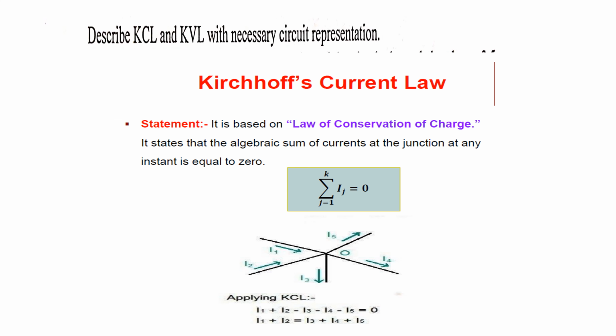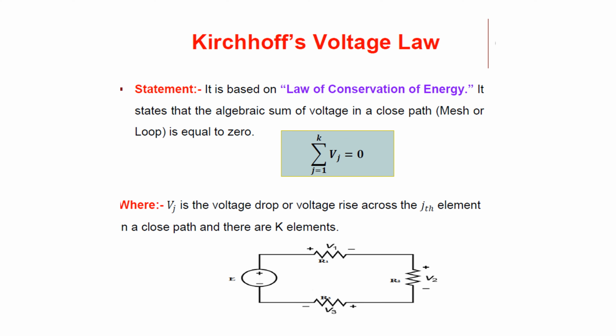Moving to the next question: describe KCL and KVL with necessary circuit diagrams. Kirchhoff's current law: you have to describe it and write that it follows the law of conservation of charges. This is the main point. Then draw the circuit diagrams, and you can write applying KCL. Moving to KVL, Kirchhoff's voltage law: the statement says that it follows the law of conservation of energy, and KCL follows the law of conservation of charges. Both are very important. You have to draw the diagrams also.